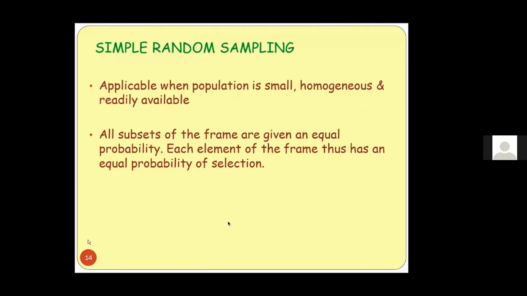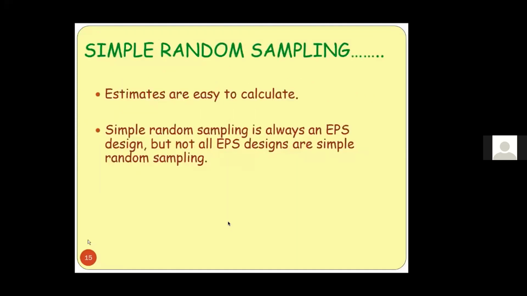Simple random sampling is applicable when a population is small, homogeneous, and readily available. It provides for the greatest number of possible samples. This is done by assigning a number to each unit in the sampling frame. A table of random numbers or a lottery system is used to determine which units are selected. In this case, estimates are easy to calculate, and simple random sampling is always an EPS design.